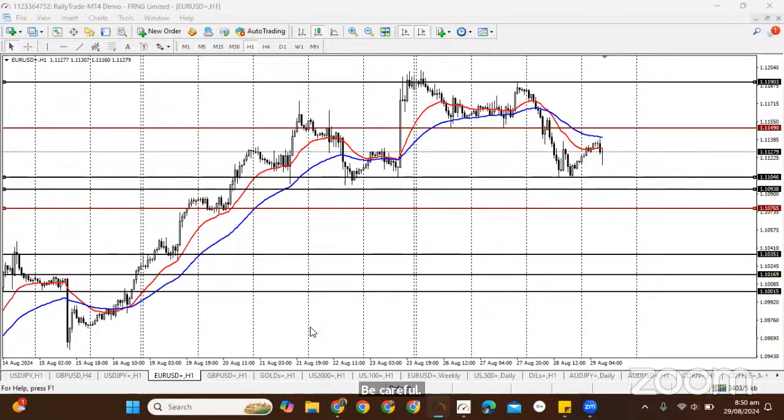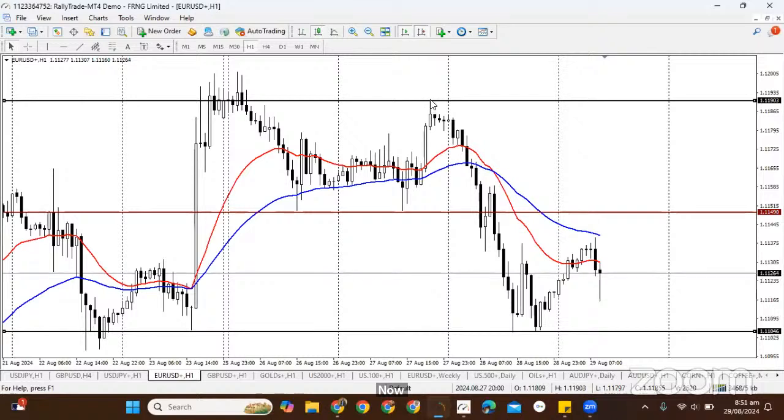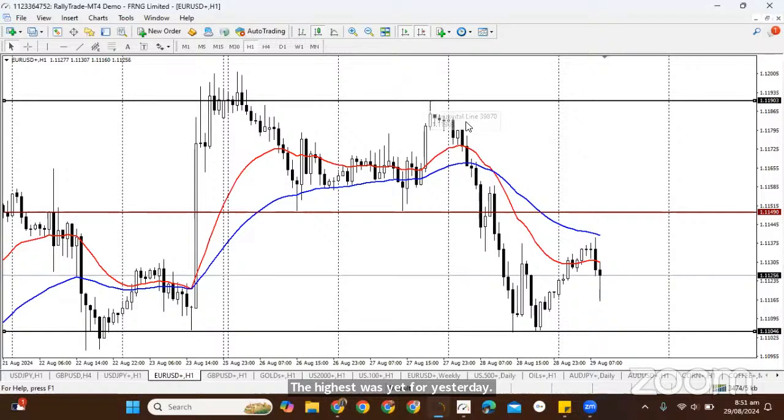Don't forget, we are on Euro USD, 21 and 50. So the blue is 50, the red is 21. So, all right, now let's continue. So remember, I said always look out for the lowest and the highest that the price got to for the previous day. Now, just like the one we are currently on, which is Euro USD, the highest was here for yesterday. Sure, this was the day before yesterday because for yesterday, the highest was here, right?